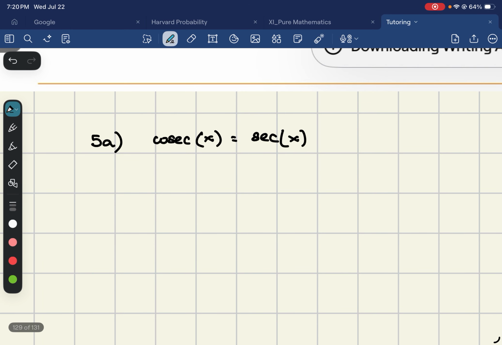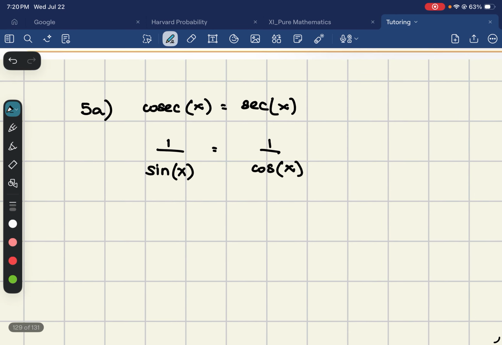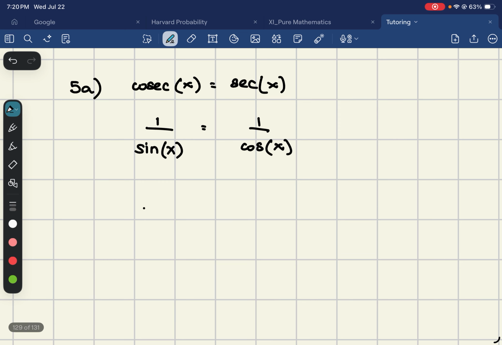Alright, and I can rewrite this as cosecant x is 1 over sine x, and secant x is 1 over cos x. Now let me multiply both sides by sine x. If I multiply both sides by sine x, I get this expression, and sine x will cancel out on my left hand side. So I have 1 is equal to, on my right hand side, sine x divided by cos x, and that is tan x.